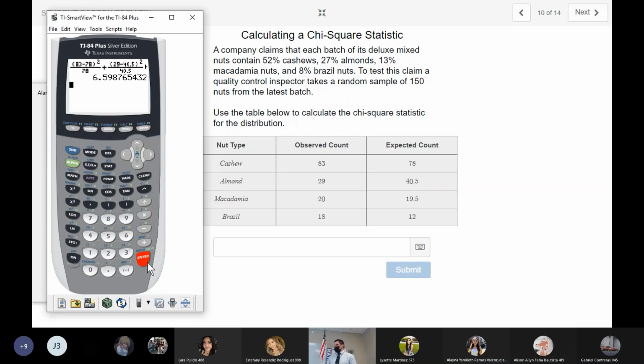And try to make sure you don't round too early. Rounding each of those fractions could result in getting a slightly different result. Is there anything I can clarify about this calculation and how we did it? All right. So then we'll move on.